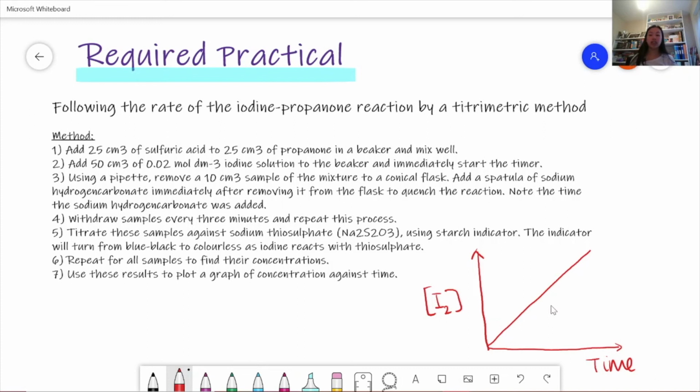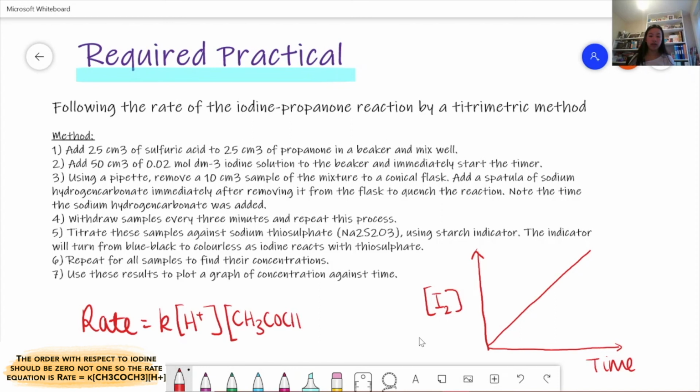So the rate equation at the end, you should get rate equals k multiplied by the concentration of H+ ions multiplied by the concentration of propanone, CH3COCH3, and this iodine. The order is 1, along with everything else. So this is the result that you should expect to get.